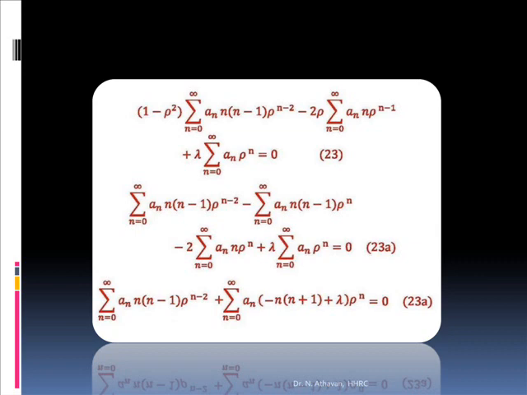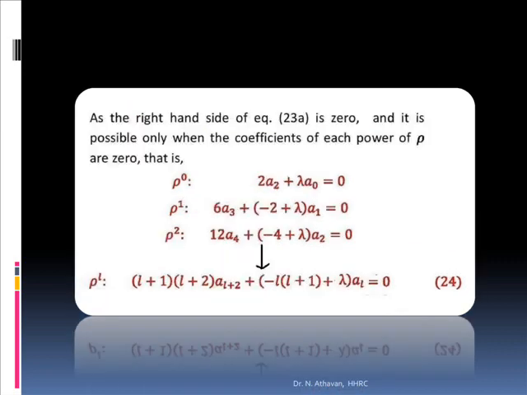So from this we can generate recursion relations. Also from this equation we see that this equation is true if the coefficient of each power of rho is 0, because on the right hand side we have 0. Therefore it is possible only when the coefficient of each power of rho is 0. That is, if we take the rho power 0 coefficient, we have 2a2 plus lambda a0, which is equal to 0. Similarly, the rho 1 and rho 2 coefficients can be written like this.